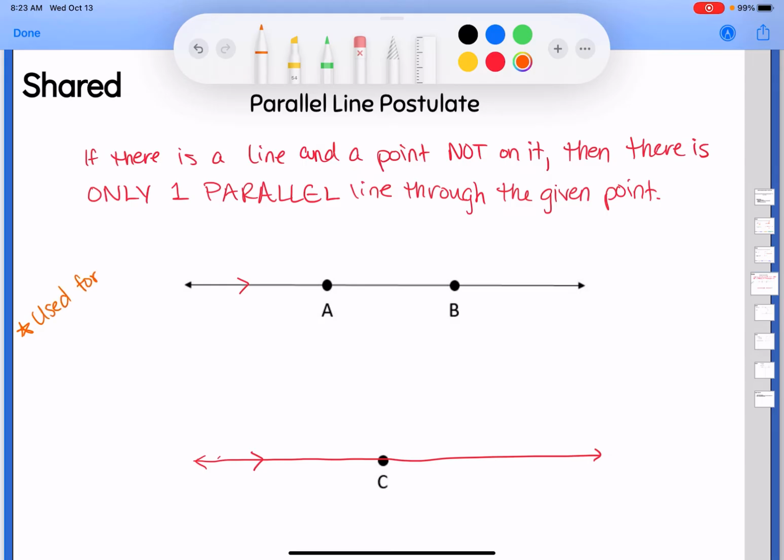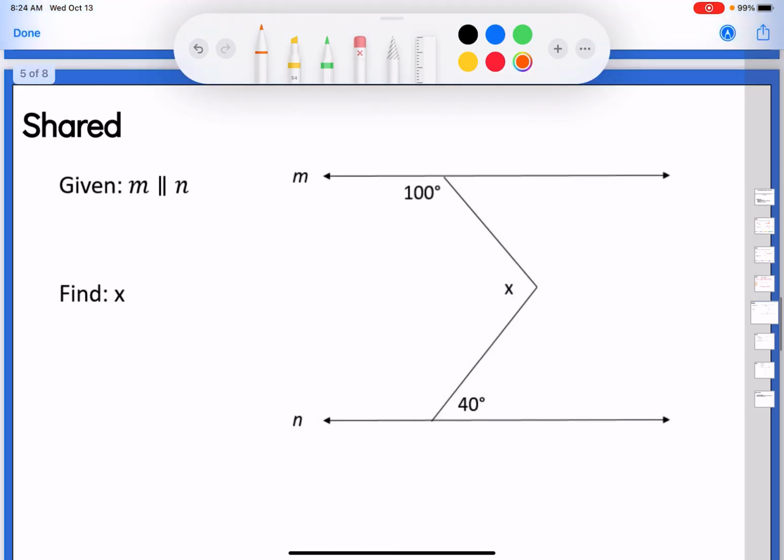This is used for drawing in a parallel line. Because there's only one parallel line that exists through that third point, you can draw that line. Even if I can't draw great, I want to draw the line that's parallel, and that's what I'm going for. Now you're probably wondering, when am I ever going to use that? So let me show you a situation where you would use that.